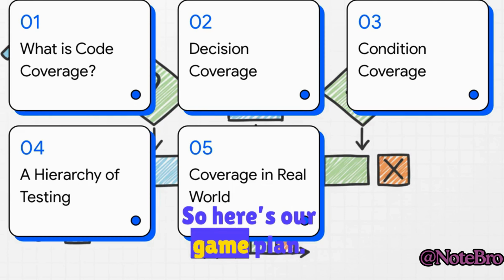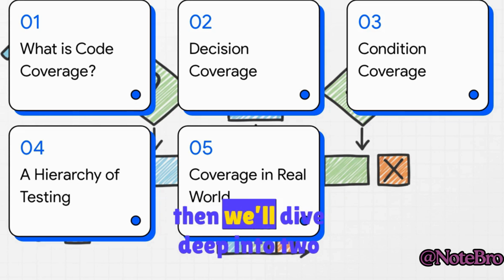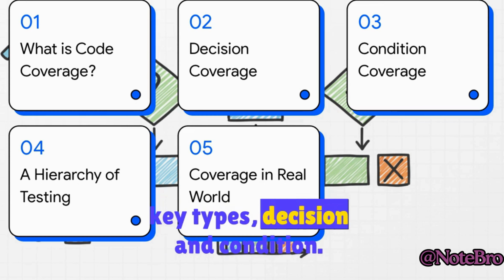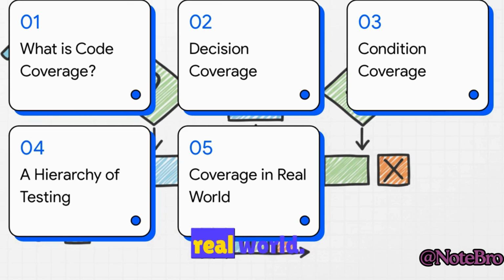So here's our game plan. We're going to start with the basics of what code coverage even is. Then we'll dive deep into two key types: decision and condition. And finally, we'll see how this whole thing actually works in the real world.